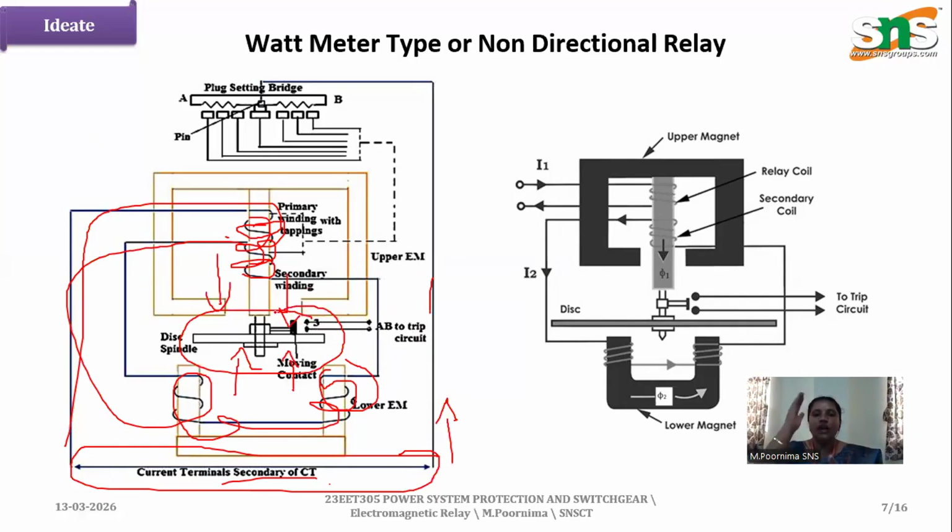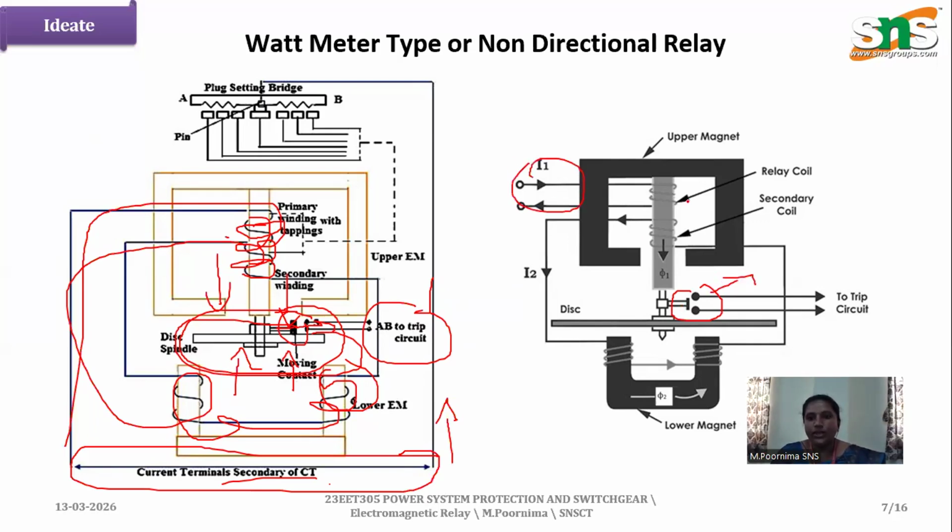So what happens? We have a magnetic field from the upper side and a magnetic field from the lower side. The disc automatically starts rotating. Once the disc starts rotating, what happens? The disc is connected with the tripping circuit. So once it starts to rotate, it trips the circuit. Here we can see the trip contact starts to move. When it moves, it trips the circuits.